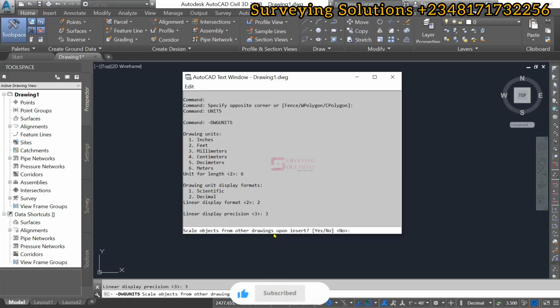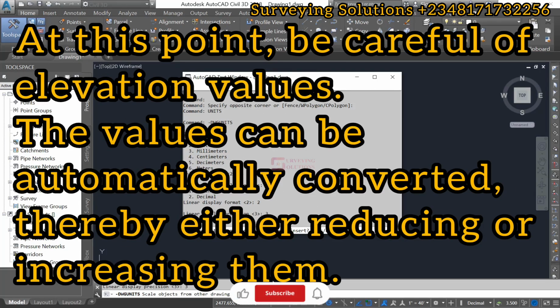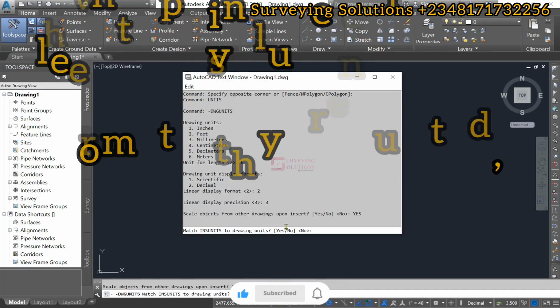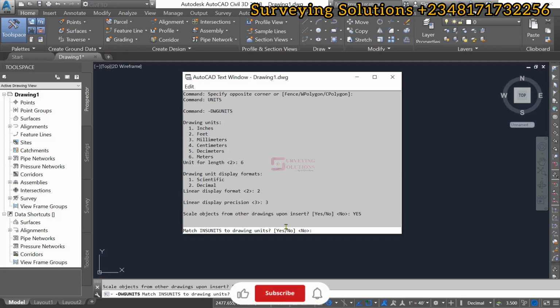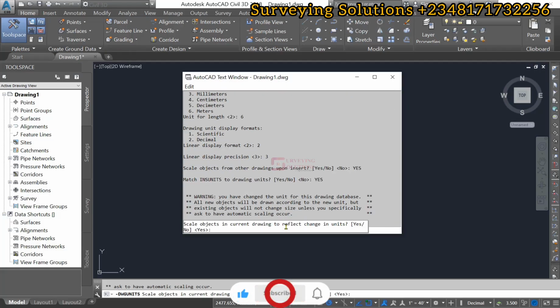Now it's asking us to scale objects from other drawings upon insertion. Yes, we are going to type either yes or Y, and that takes the command as yes. Then match INS units to drawing unit. We are doing that as well. And then it's now asking us to scale objects in current drawing to reflect changes. We are also doing that, so that's yes.